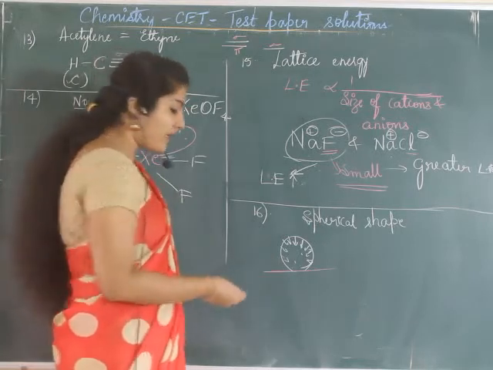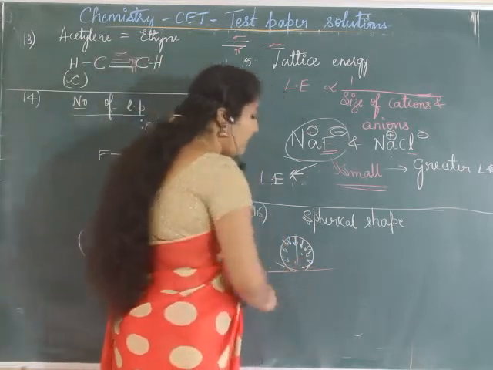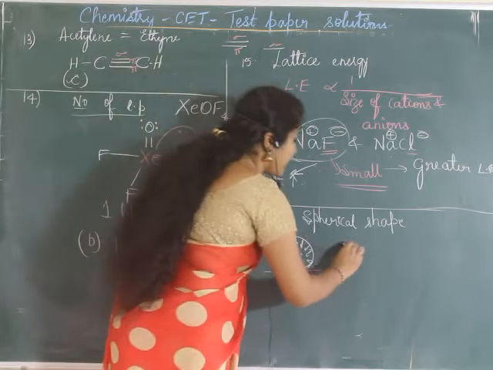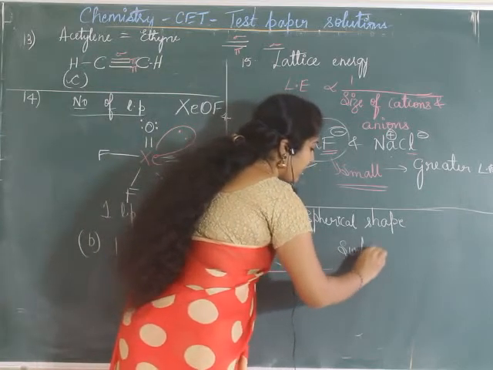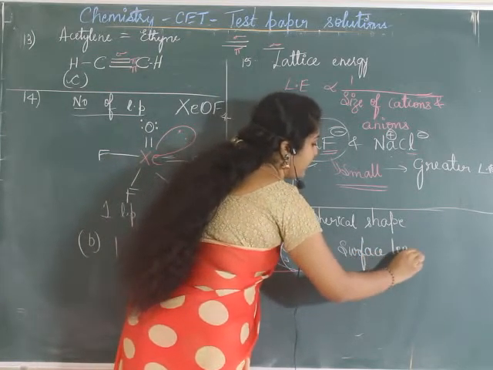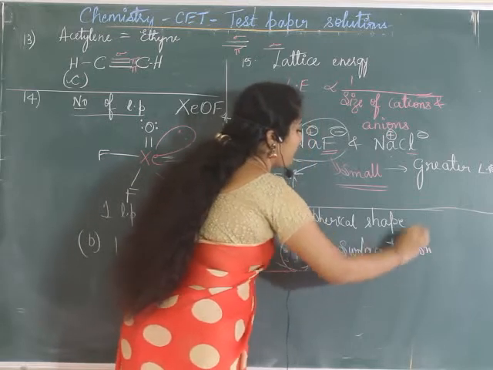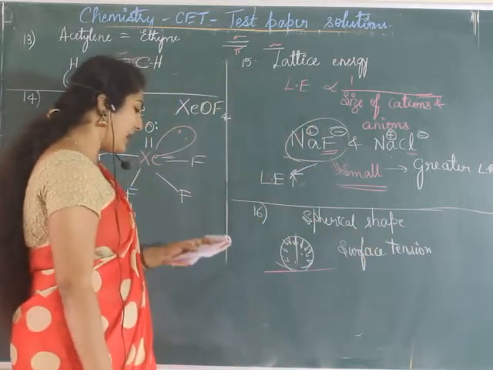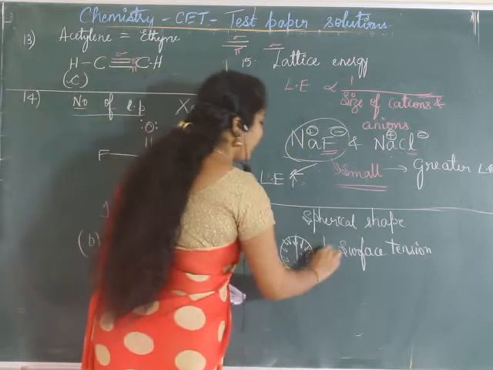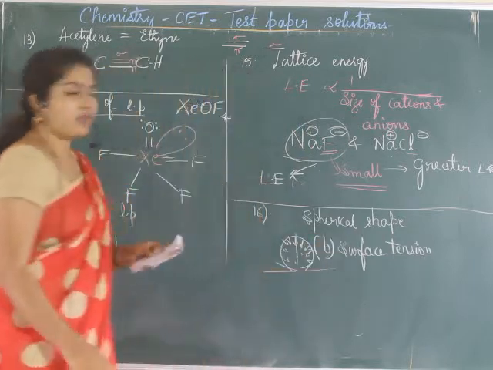So which property it is? The perpendicular force that acts, it is surface tension. Surface tension. This is the property which gives spherical shape. So option B is the right answer.